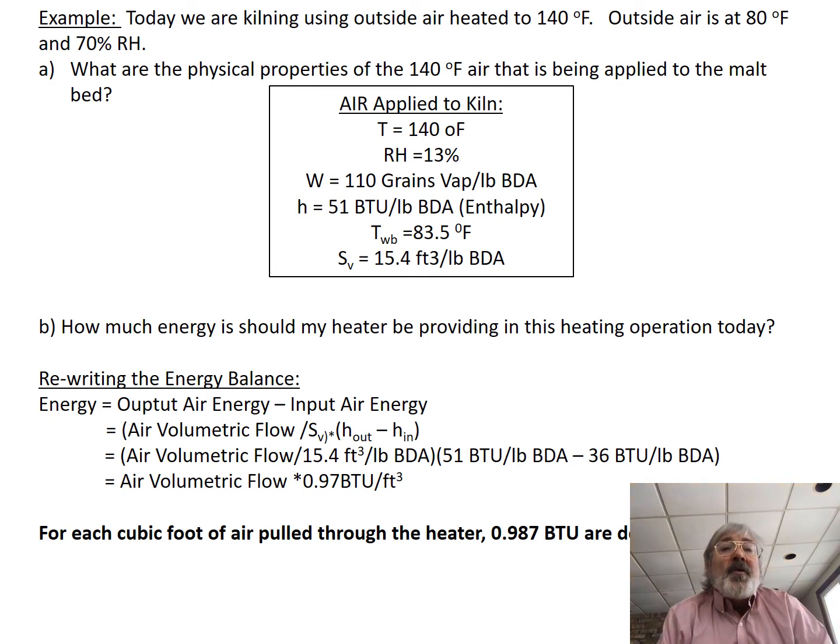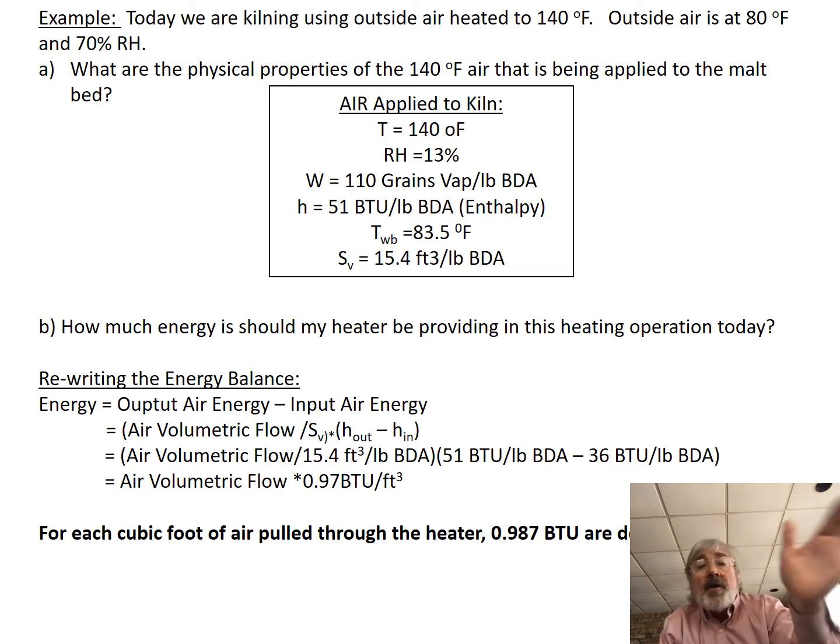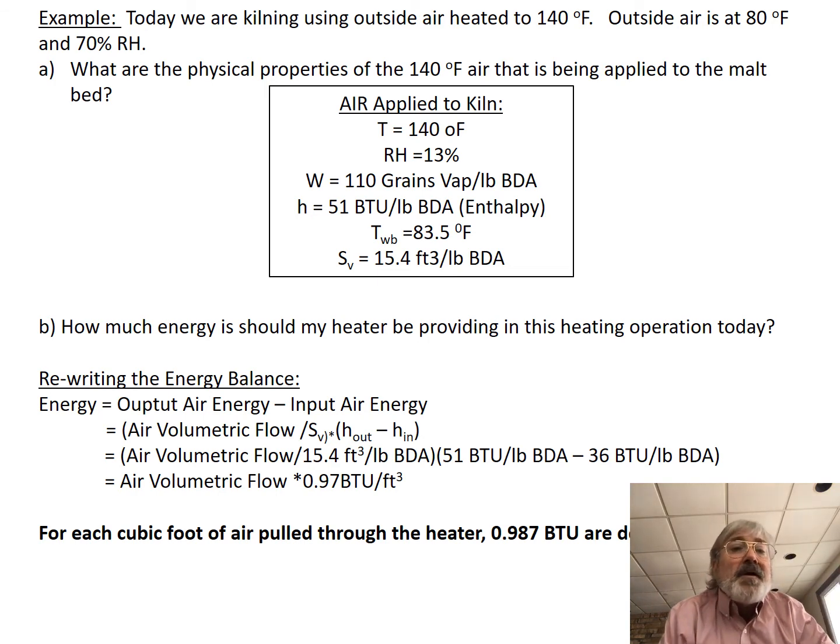So, the answer to the first question of the physical properties of the 140 degree air that is being applied to the kiln, here they are, 140 degrees Fahrenheit, 13% relative humidity, all those numbers, okay? How much energy should my heater be providing in this heating operation today? Okay, well, I've got all the information I need to calculate that, okay? Energy that I'm adding to my kiln is the output air energy minus the input air energy. Can't be much simpler than that. And I already know what those energies are because I found them on the psychrometric chart, okay?